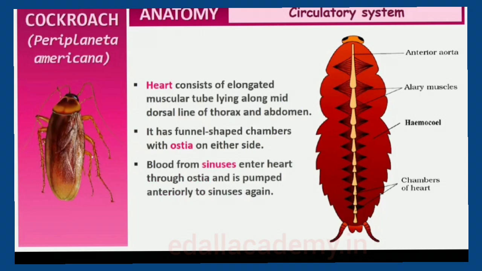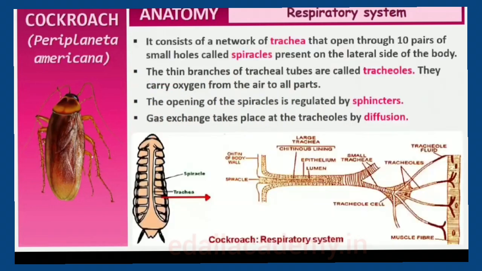Heart of cockroach consists of an elongated muscular tube lying along mid-dorsal line of thorax and abdomen. It is differentiated into funnel-shaped chambers with ostia on either side. Blood from sinuses enters heart through ostia and is pumped anteriorly to sinuses again.